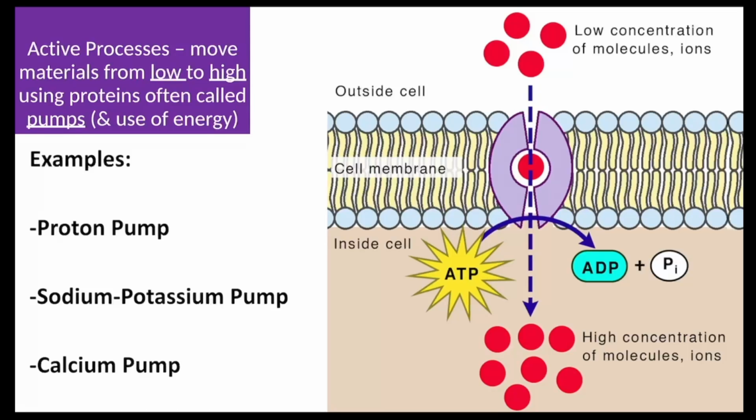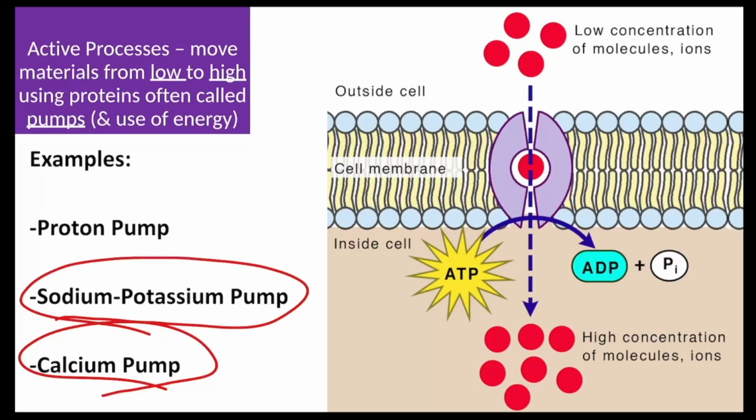So some examples could be a proton pump, sodium-potassium pump, calcium pump. We'll see this in our muscles. We'll see this in our neurons. And then proton pump is going to be really important when we talk about forming ATP in cellular respiration.